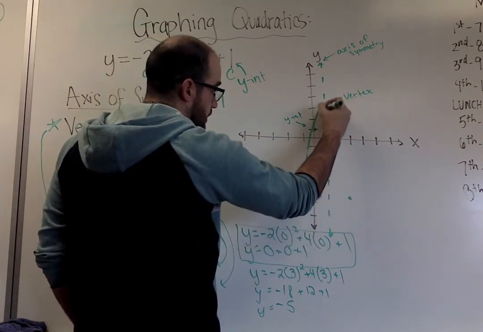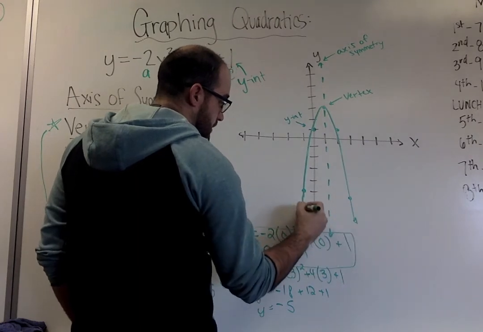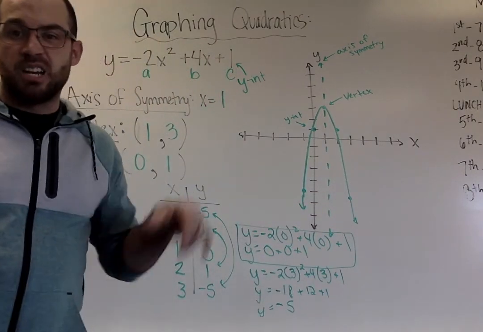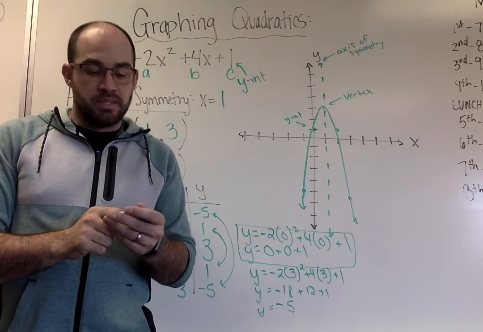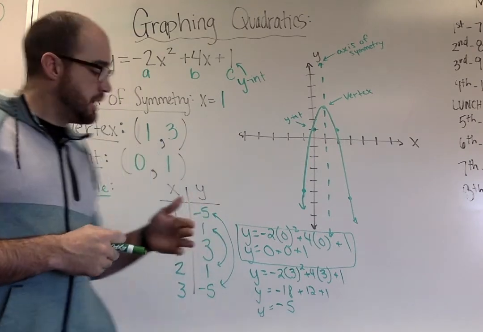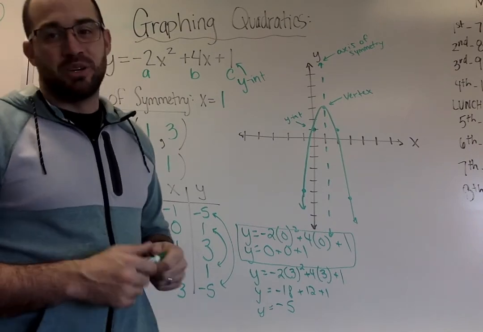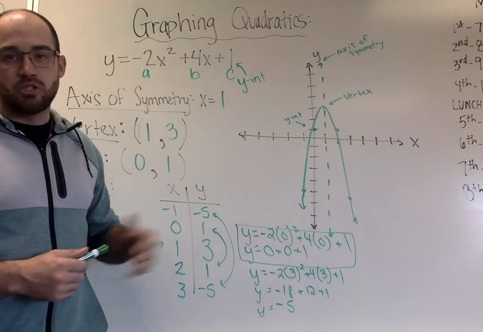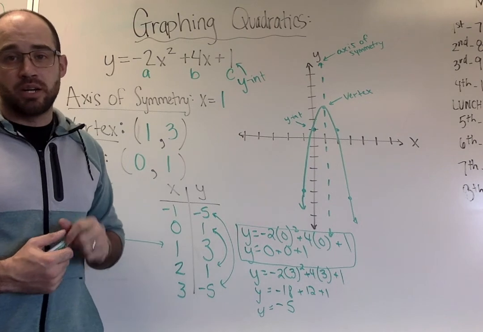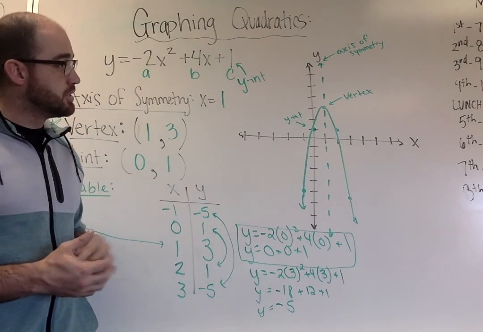Your graph should look like kind of a U shape. The table is probably the longest process, but it is just plugging things back in for your x as you go. This is kind of the end result, at least right now, for our graphing quadratic. If you just want to get a graph on there, this is your process.